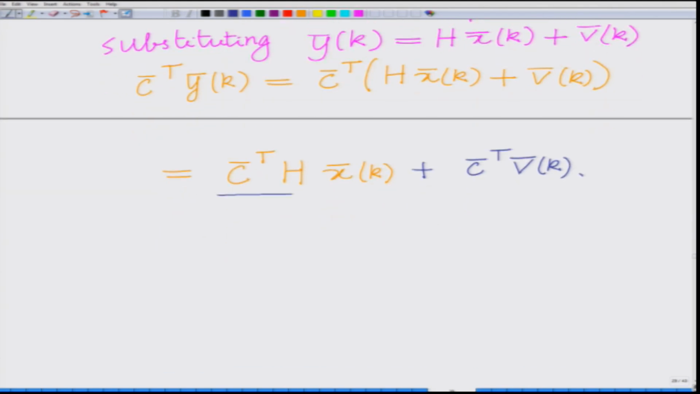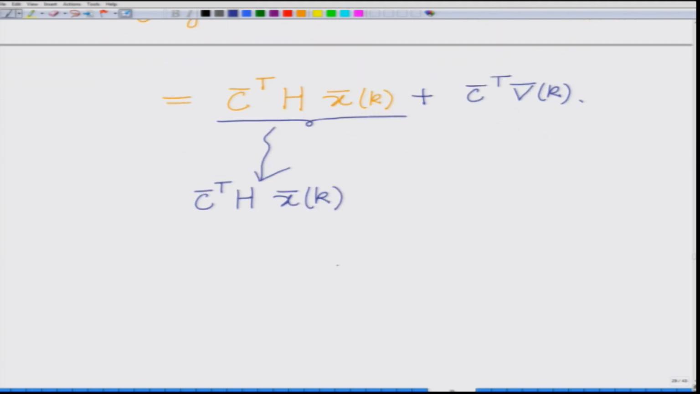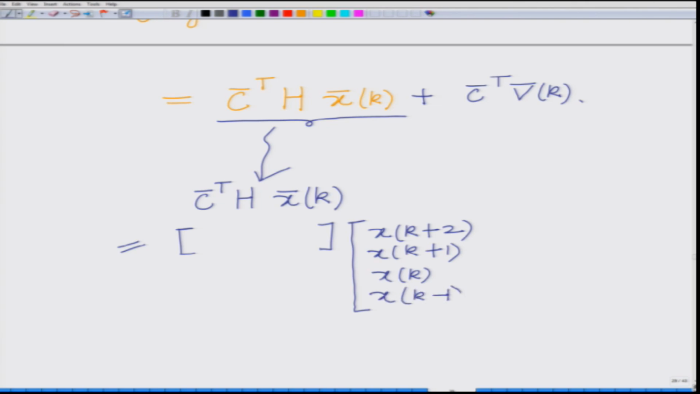Now, let us look at this quantity C bar transpose H x bar of k, which is basically equal to some row vector times x bar of k, which is x of k plus 2, x of k plus 1, x of k, x of k minus 1.